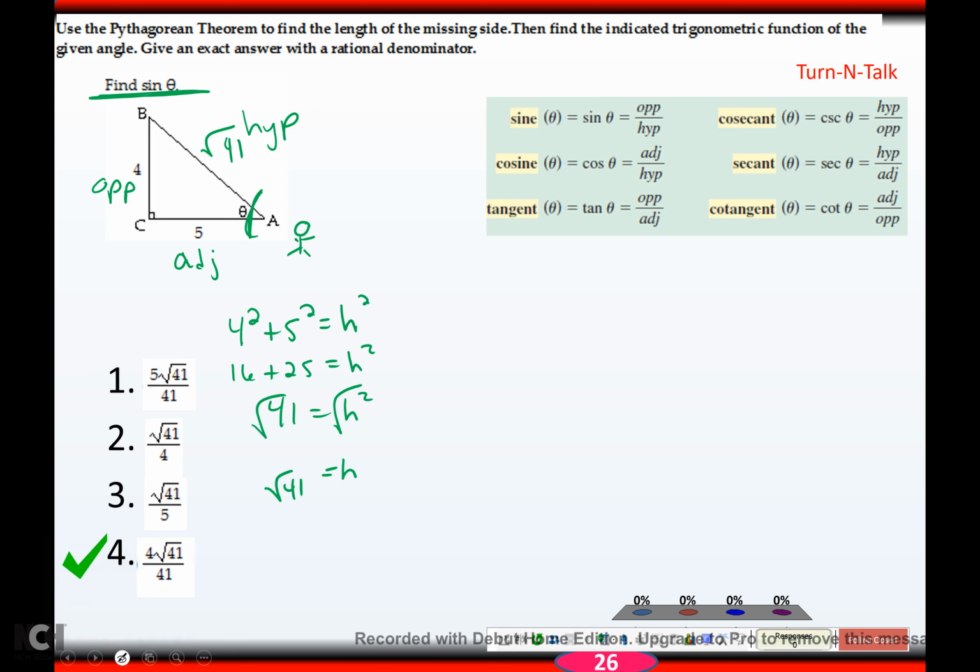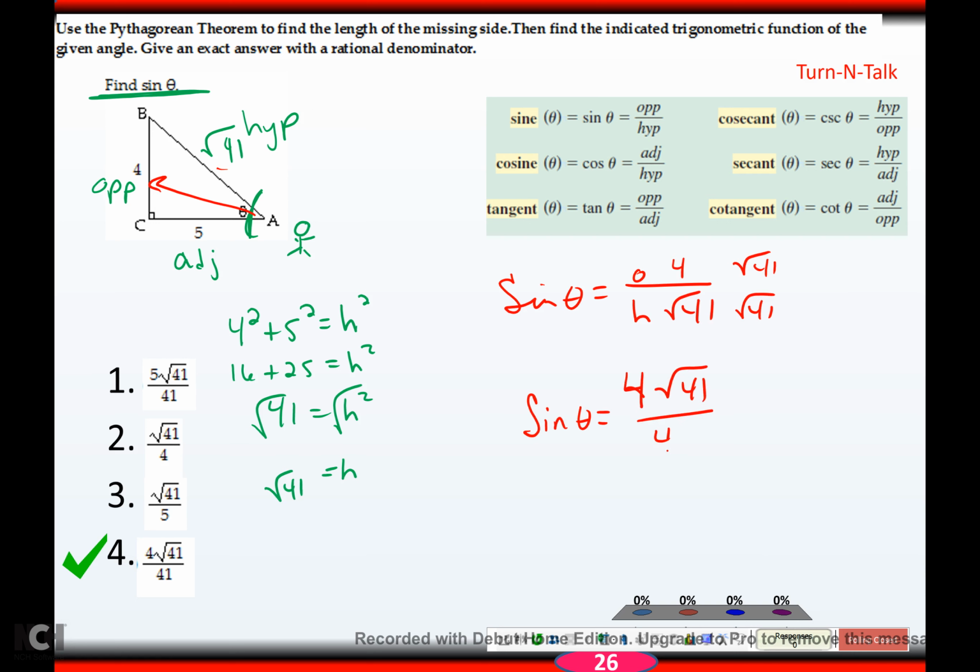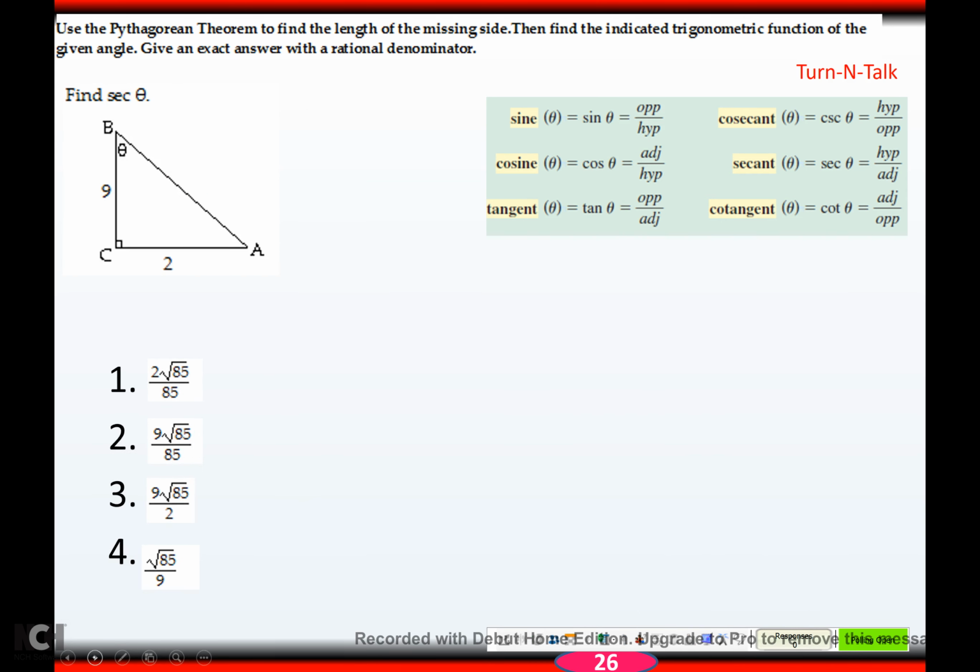So now that I know my missing side, I can figure out that sine theta is opposite over hypotenuse. Opposite of me is 4. Hypotenuse is the square root of 41. I have to rationalize that. So square root of 41 over square root of 41, and sine theta equals 4 times the square root of 41 all over 41. Okay, try this one, hit pause, come back when you're ready.